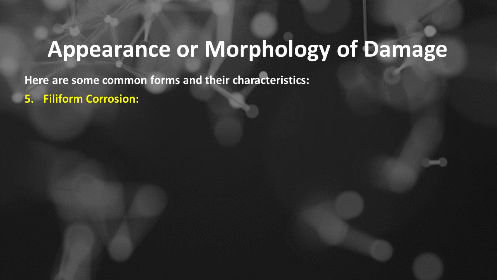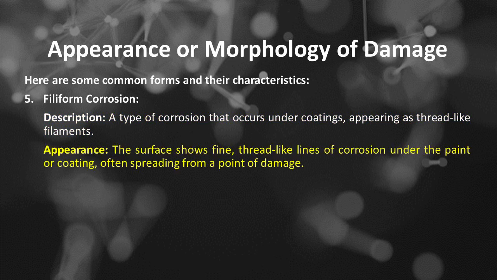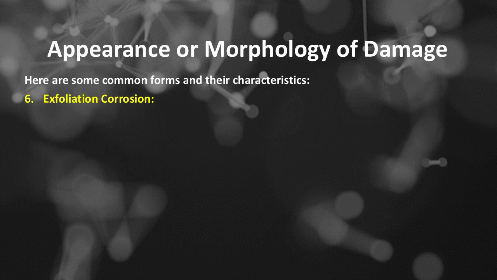Number 5 is filiform corrosion. Filiform corrosion description. A type of corrosion that occurs under coatings, appearing as thread-like filaments. Filiform corrosion appearance. The surface shows fine, thread-like lines of corrosion under the paint or coating, often spreading from a point of damage.